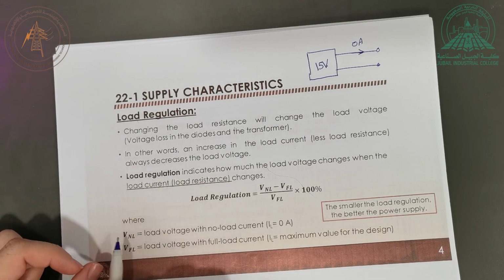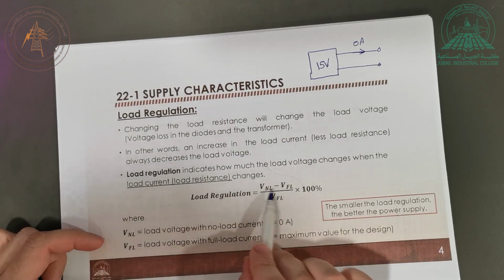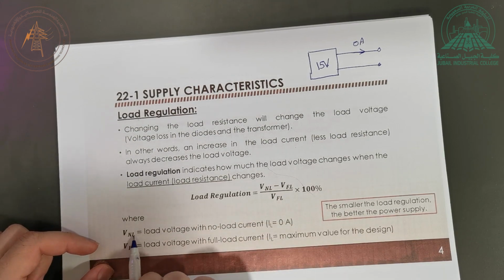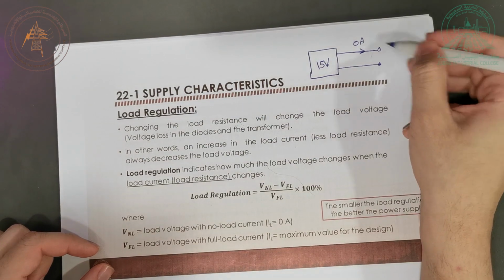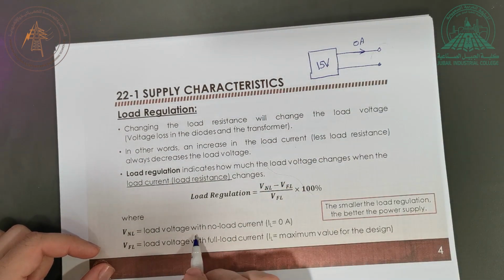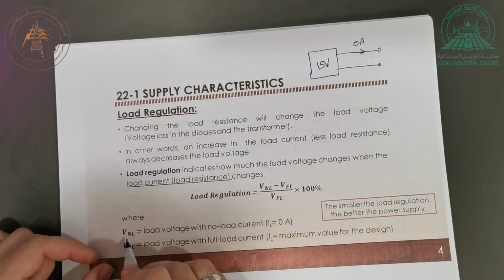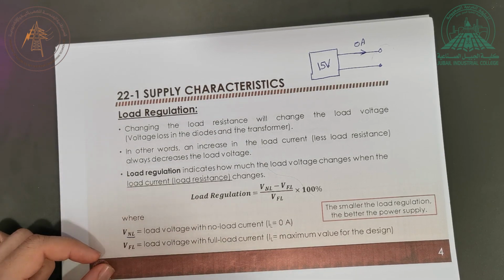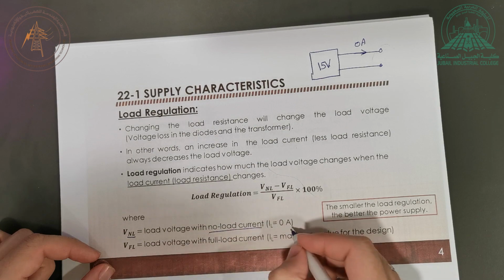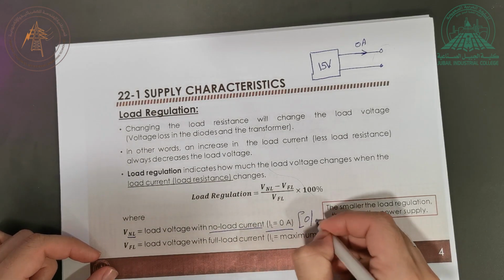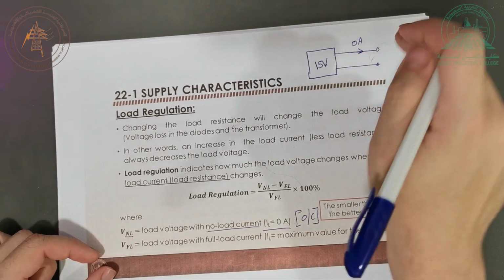Be careful, the notation here can be a little bit tricky. I have two voltages here. I have VNL, VFL. What is VNL? VNL is the load voltage, the voltage that I measure here, when I have no load current. What does no load current mean? NL means no load current. So what is the no load current? No load current means the current is zero. When do I get zero? When it is open circuit. When I put open circuit here, right now.